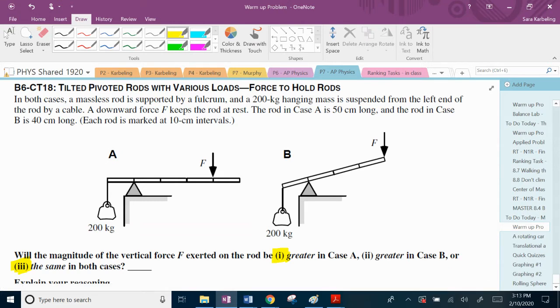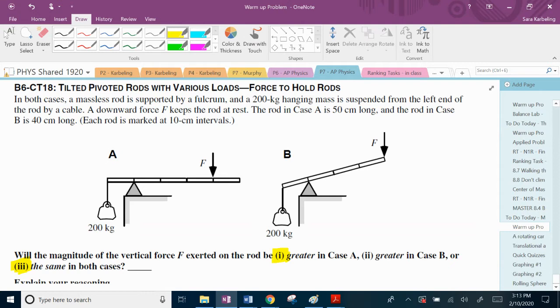Go. So I think it's the same because the rods are both massless, so that's that in your torque equation. So in A, the mass is 10 centimeters away, and the force is 30 centimeters, and it's the same thing for B. Okay.